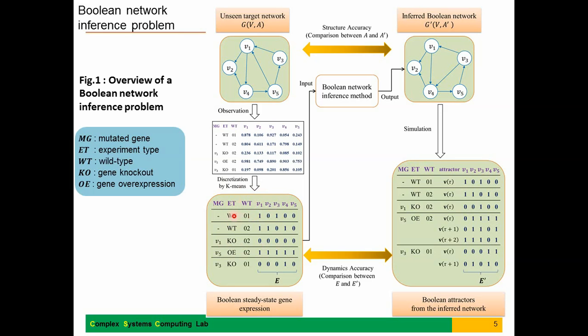The first two experiments denote the wild type phenotypes. We have two wild type phenotypes here, 0, 1 and 0, 2. And the next three experiments denote some mutation experiments. For example, for the gene V5, OE means overexpression. It means the gene V5 is applied with an overexpression mutation, and the result will change the wild type 0 to an all-one value here.